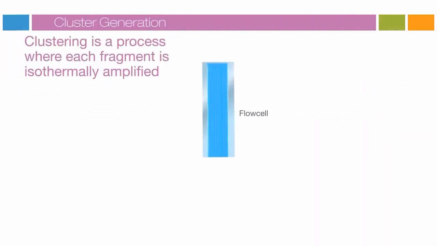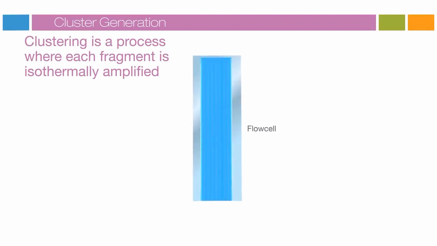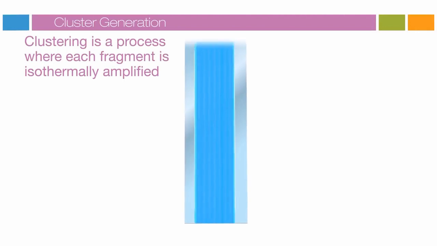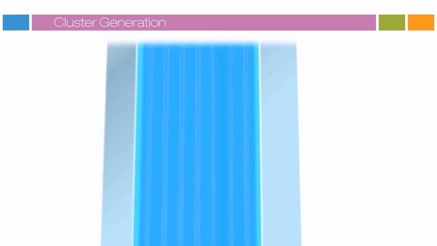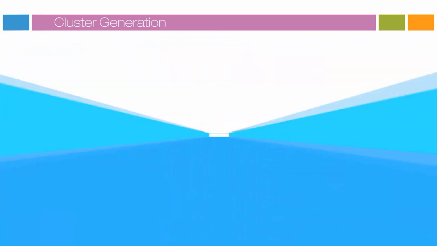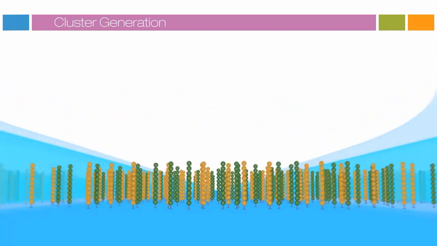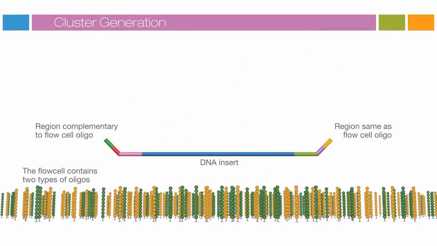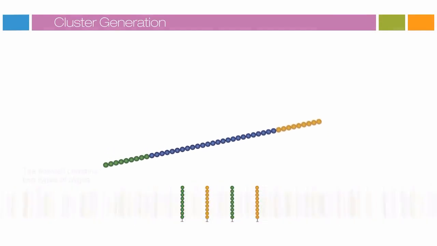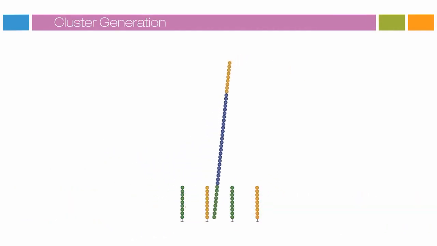Clustering is a process wherein each fragment molecule is isothermally amplified. The flow cell is a glass slide with lanes. Each lane is a channel coated with a lawn composed of two types of oligos. Hybridization is enabled by the first of the two types of oligos on the surface. This oligo is complementary to the adapter region on one of the fragment strands.